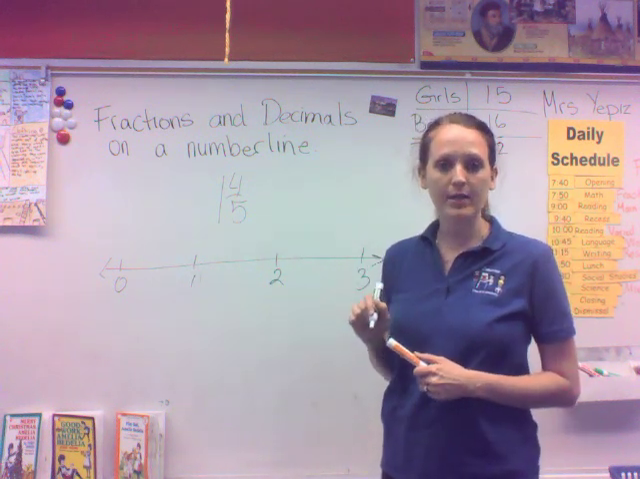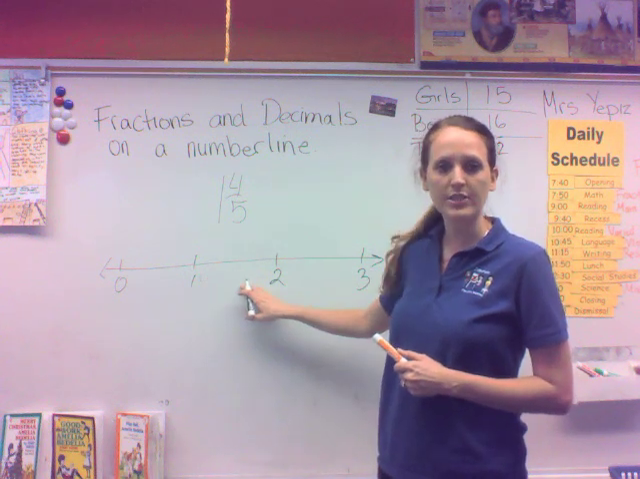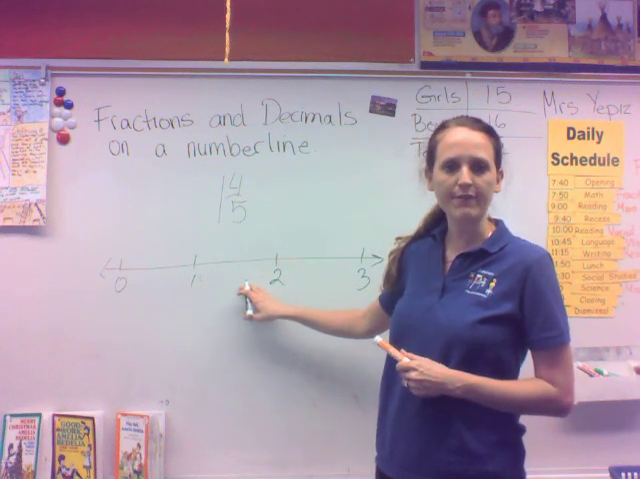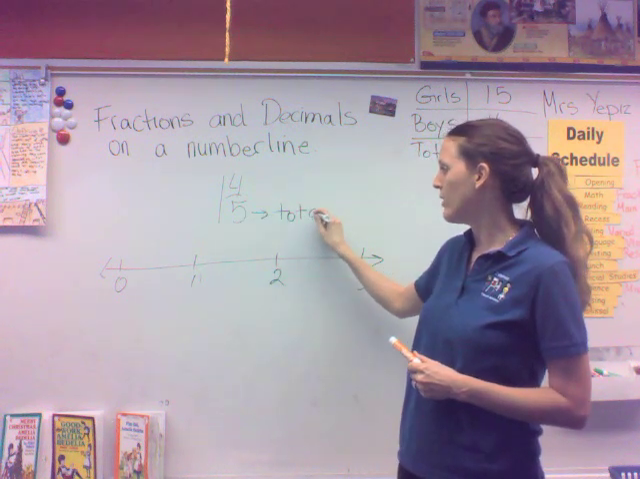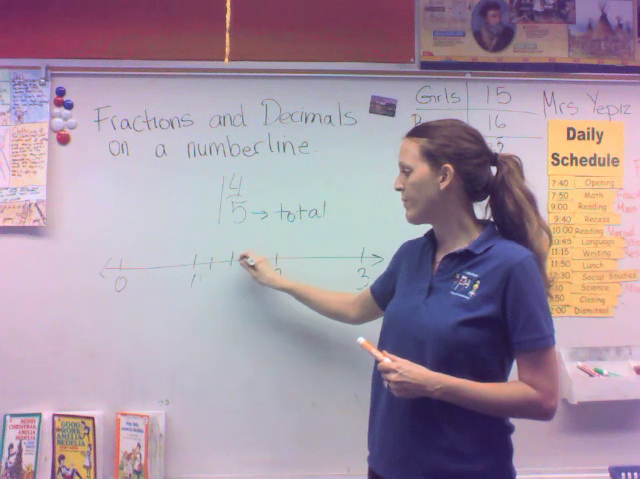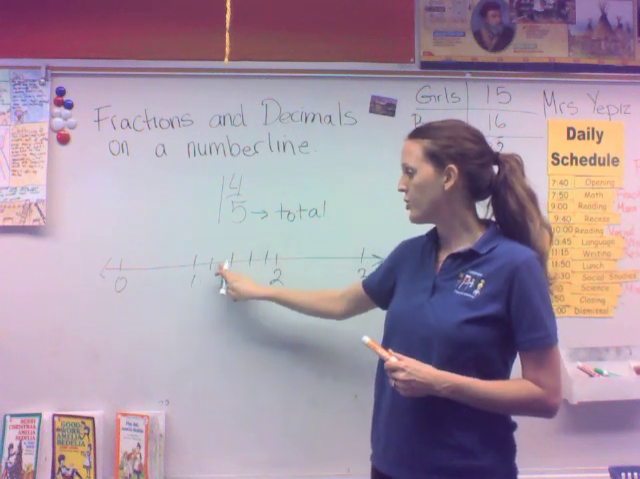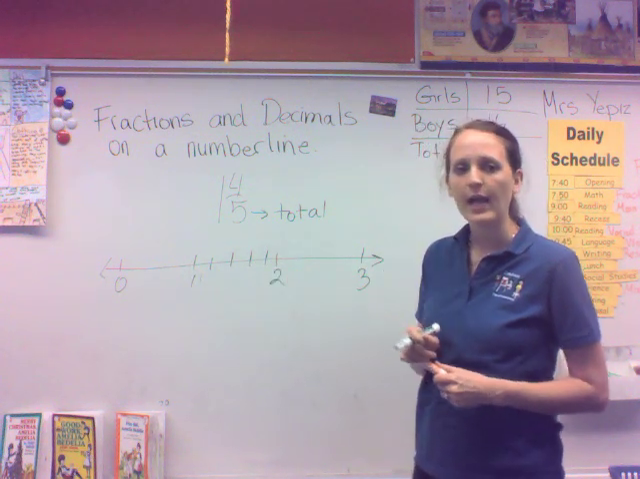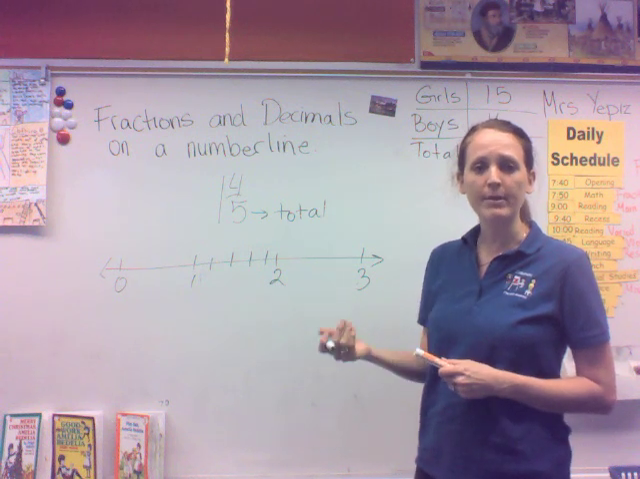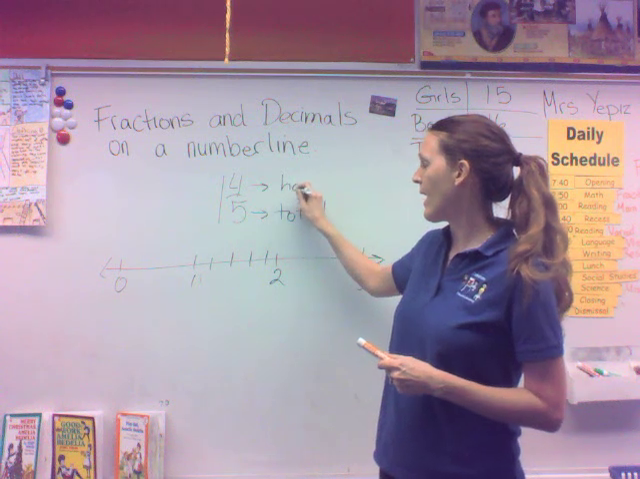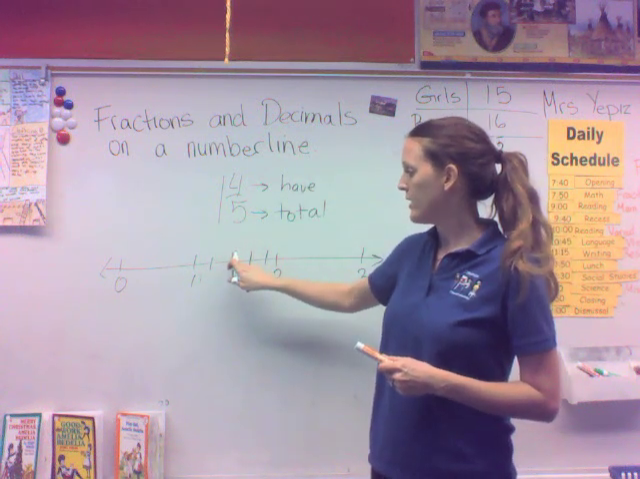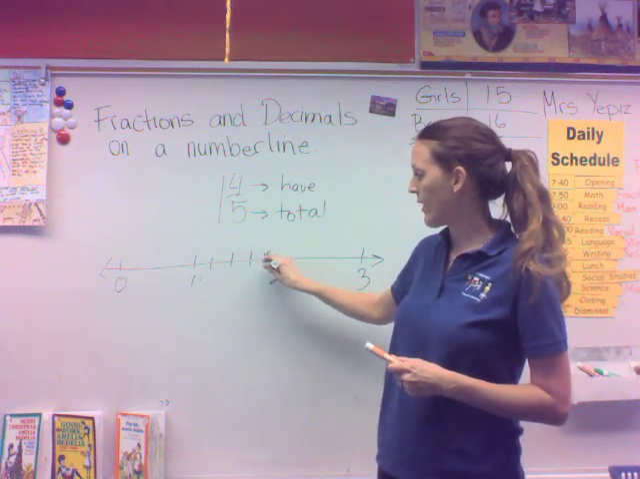How many pieces am I going to break my number line into? Where do we get that from? Our denominator, that's our total. I need to break it into 5 pieces. 1, 2, 3, 4, 5. And how many am I going to move over? How many do I have? That's our numerator. That's how many I have. 1, 2, 3, 4. Right there.